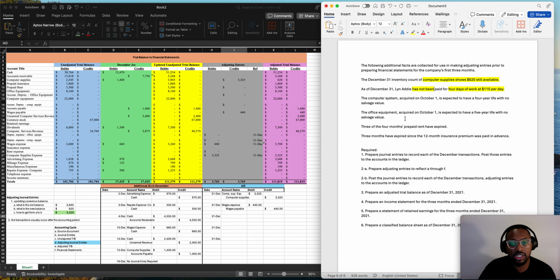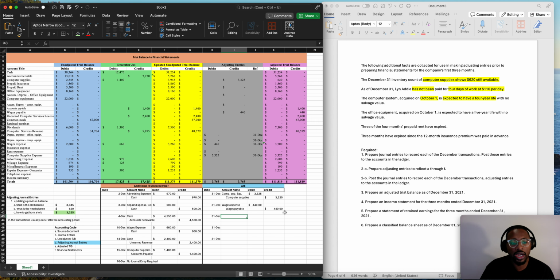Now, this one is a little interesting. It says the computer system acquired on October 1st is expected to have a 4-year life with no salvage value. Okay, so again, we want to come here and ask ourselves, well, what is the old balance for computer system? Well, if we go to computer system, or excuse me, computer system, yeah.